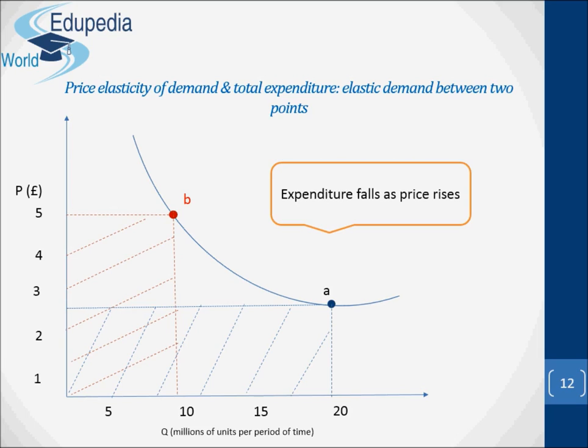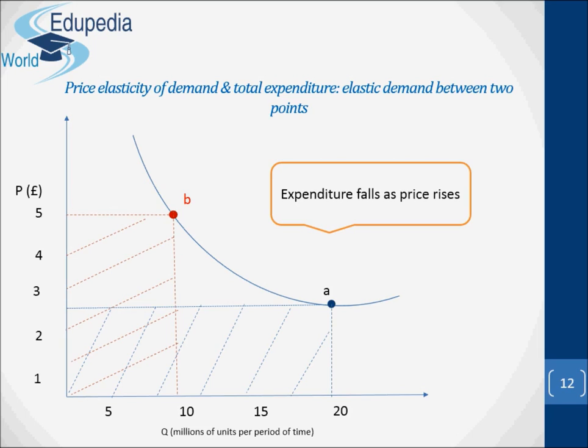This is illustrated in this figure. The areas of the rectangles in the diagram represent total expenditure. Why? The area of a rectangle is its height multiplied by its length. In this case, this is price multiplied by quantity bought, which is total expenditure. Demand is elastic between points A and B.